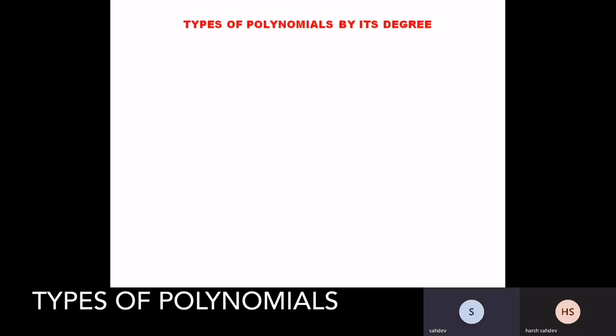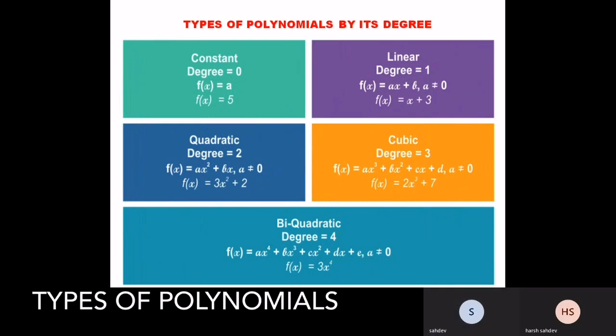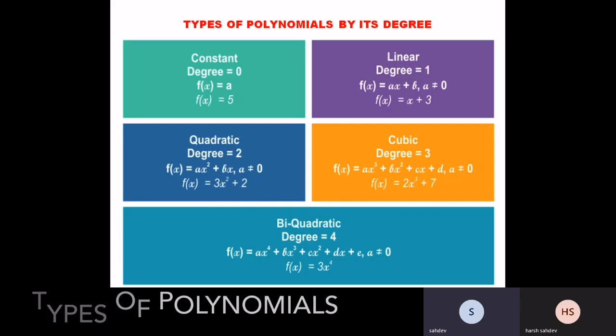Types of polynomials by its degree. Now, as you know, what is the degree of a polynomial? The highest power in an equation is known as its degree. So over here, let's say for the constant, the degree is 0. A raised to power 0 would be 1. Further, 5, then the degree is 0. The degree is 0 when it is a constant.